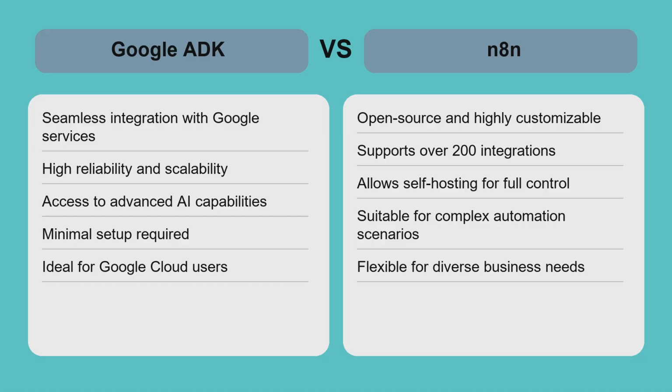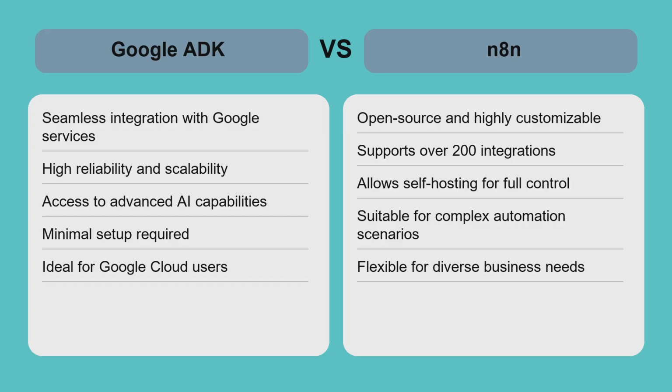In contrast, n8n shines in flexibility, supporting a vast range of third-party apps and self-hosting options, making it ideal for diverse automation needs beyond a single provider. However, n8n demands more technical involvement and maintenance.